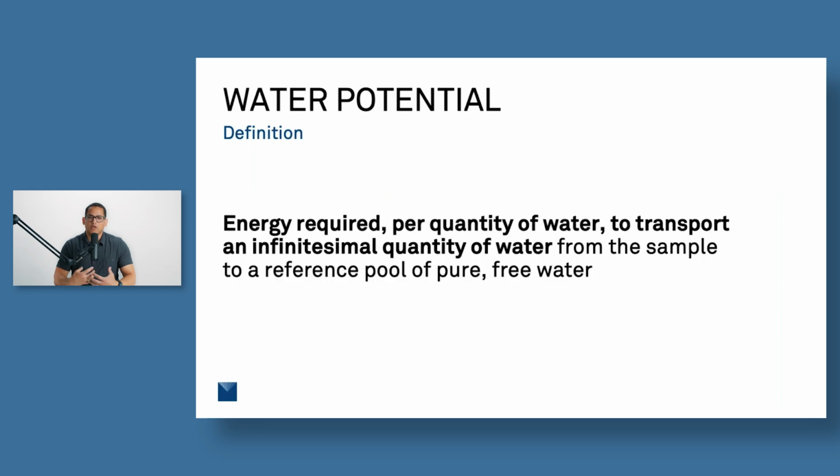Let's talk about what water potential actually is. So here's the textbook definition of water potential. Water potential is the energy required per quantity of water to transport an infinitesimal quantity of water from the sample to a reference pool of pure free water. So let's simplify that a little bit. Our reference for water potential is a pool of pure free water. We call that our zero water potential.